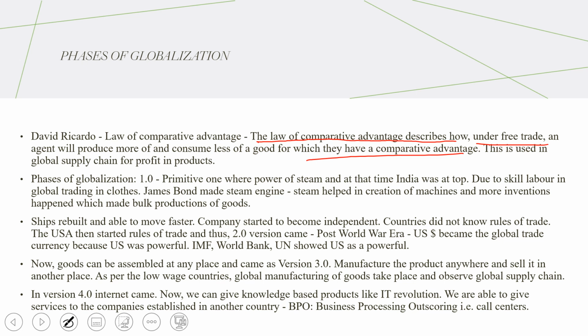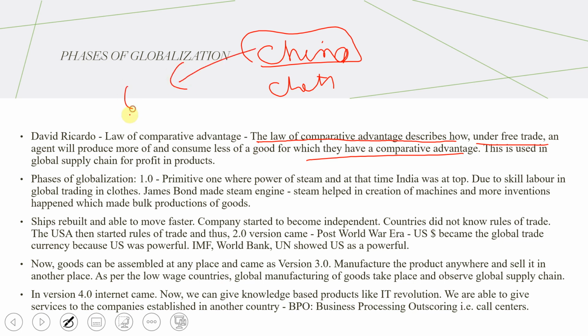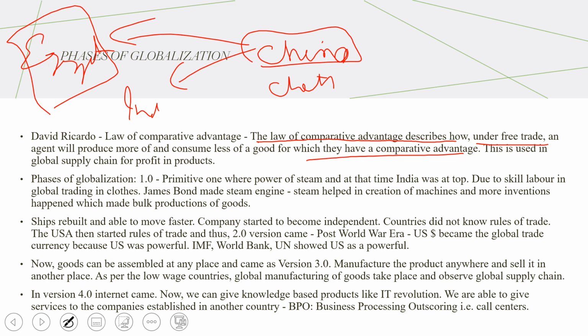It is like this. Let us suppose China is selling cloth. For that cloth, China will need cotton. China can buy cotton from India and it can also buy cotton from Egypt, but the cotton quality is better and the price of the cotton is less in Egypt.